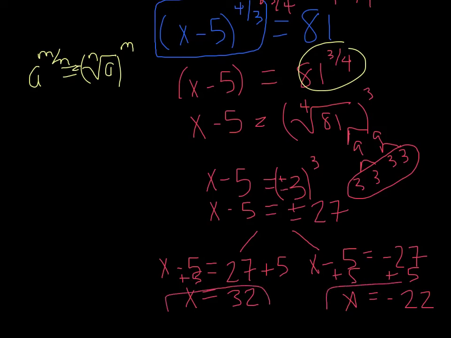And again, like our last problem, you can check these in the original. If I put this back up in the original equation, I would get (32 minus 5) to the 4/3. That gives me the 3rd root of 27 to the 4th, which is 3 to the 4th, which is 81. So 81 equals 81, that checks. I have minus 22 in for x. I get (minus 27) to the 4/3. I can take the 3rd root of a negative number, so the 3rd root of negative 27 is negative 3, and negative 3 to the 4th power gives me positive 81.